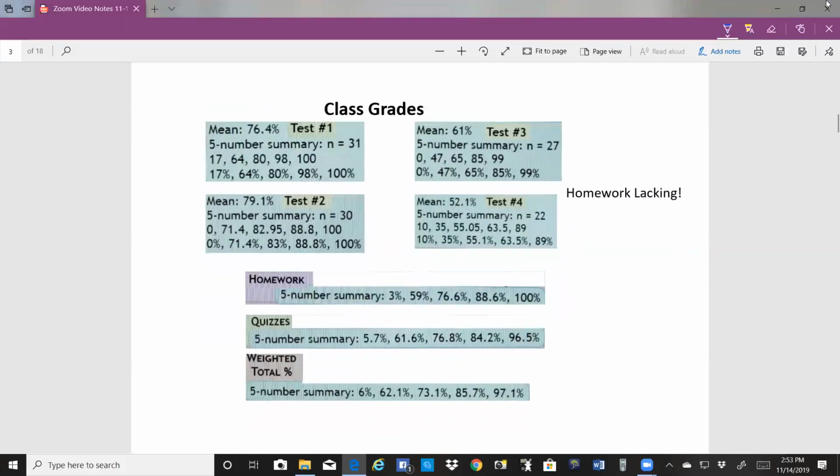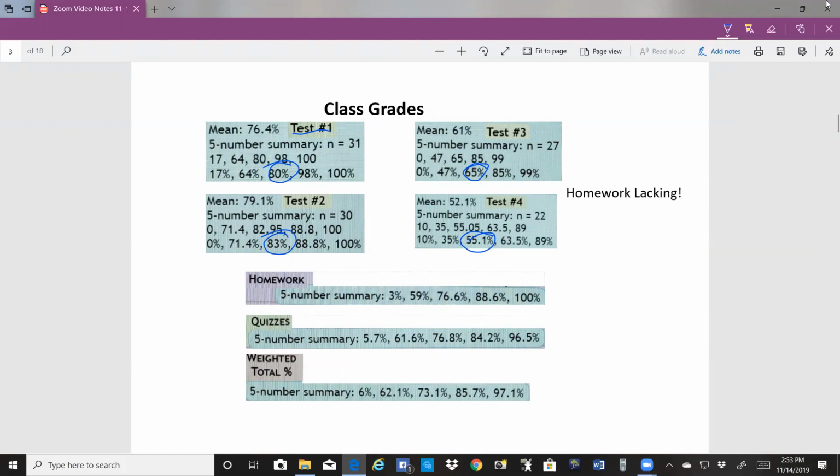Looking at the class grades, starting with test 1, the median score in the class was 80%. Test 2, the median score was 83%. When we got to test 3 on modeling, the median score was 65%. And for the latest test on probability, the median score was 55.1. So a lot of students found probability harder than the other topics.